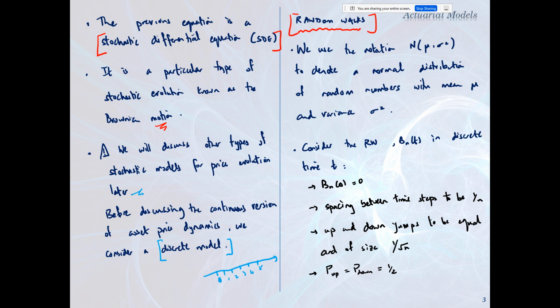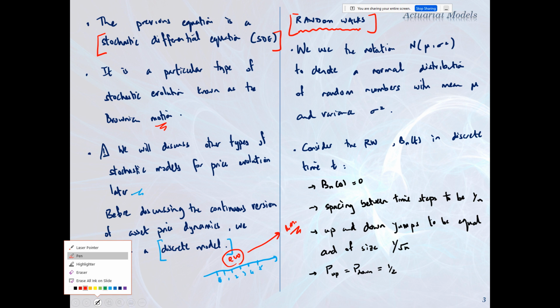So here we define the random walk. The random walk is defined on the discrete time axis. We will link this to the Brownian motion that we want to define here. So we use the notation N(mu, sigma squared) to denote a normal distribution of random numbers with mean mu and variance sigma squared. This is quite familiar to you. So consider the random walk B_n(t). Your B_n(t) here denotes the discrete time process, which is the random walk. So we define it like this.